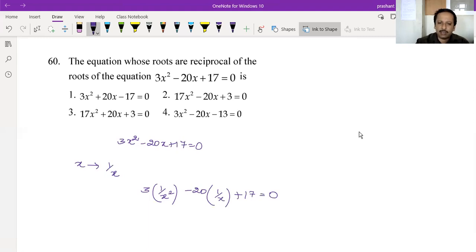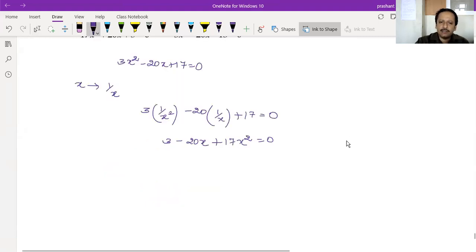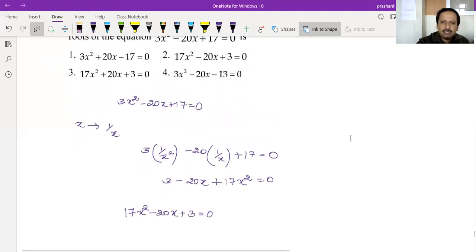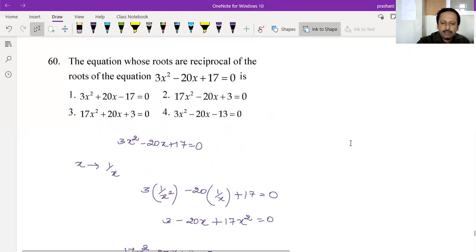Now I'll multiply this equation by x square. When I multiply by x square, I get 3 minus 20x, because one of those x gets cancelled and the other x remains, plus 17x square is equal to 0. That is 17x square minus 20x plus 3 is equal to 0. So that is the answer: 17x square minus 20x plus 3 equal to 0. The second option is the correct answer.